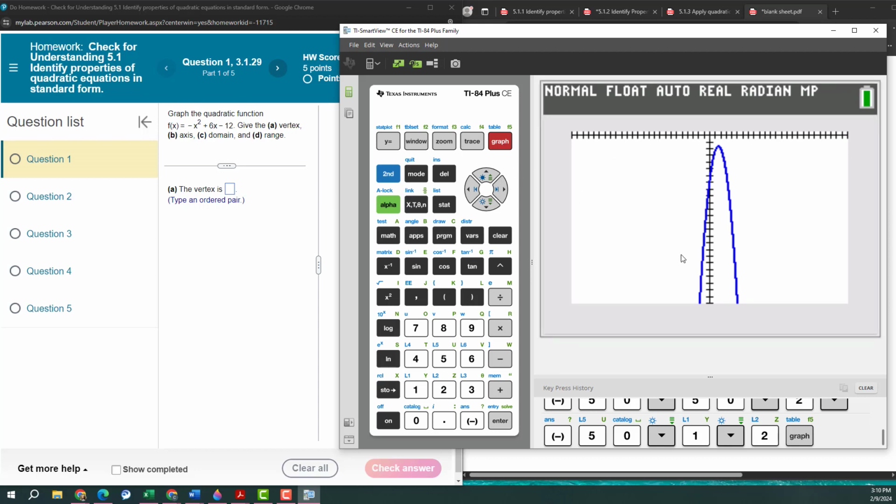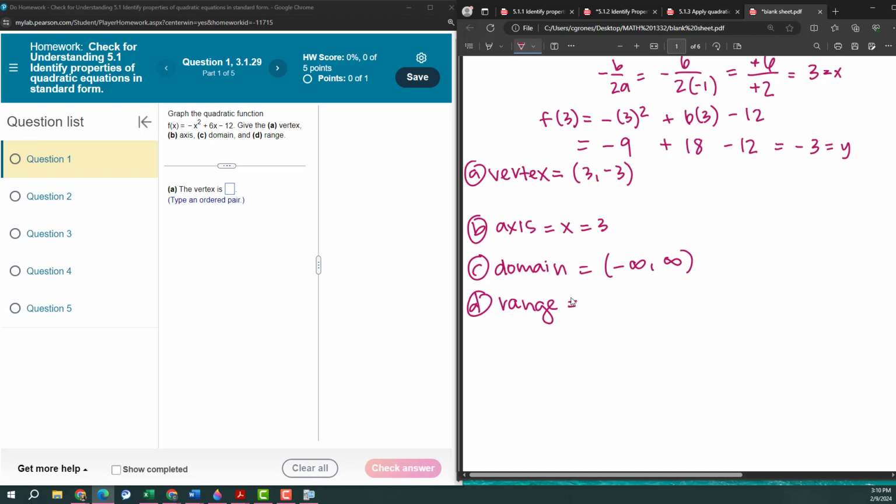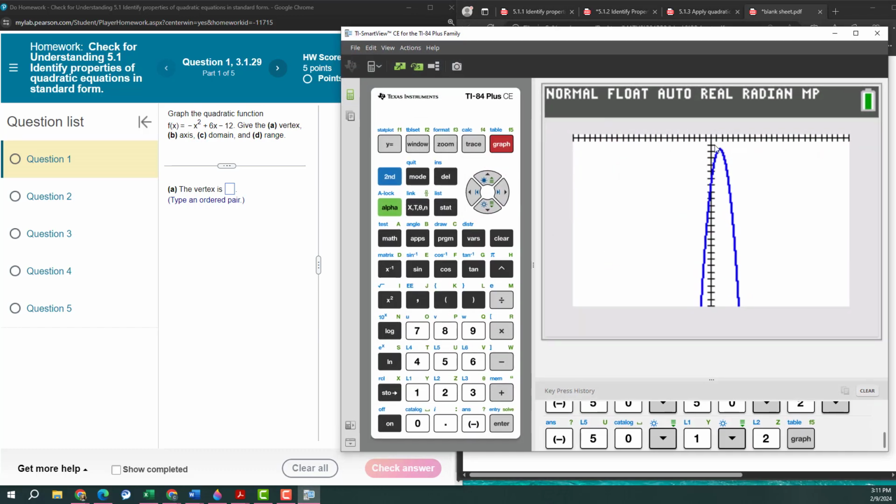And we can see that this is going on, and our domain is going to be negative infinity to infinity. So the domain equals negative infinity to infinity. For our range, it is coming from negative infinity, coming all the way up where y equals negative 3. That's where our vertex is.